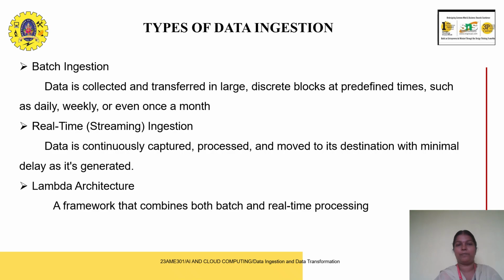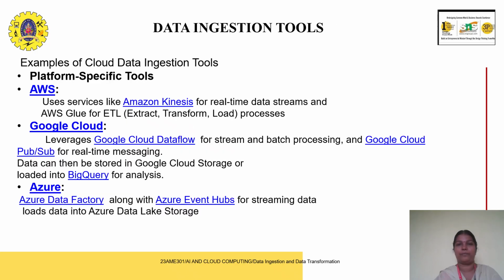Types of data ingestion: batch ingestion, real-time ingestion, and lambda architecture. Batch ingestion. Here the data is collected and transformed in large discrete blocks like daily wise, weekly, or even once a month. Real-time ingestion. The data will be continuously captured, processed, and moved to the destination. Lambda architecture. It combines both the batch ingestion and real-time ingestion.